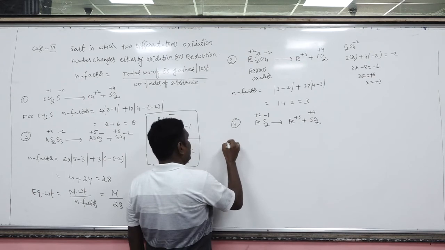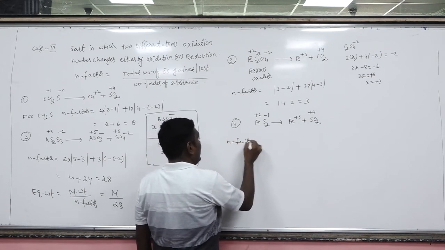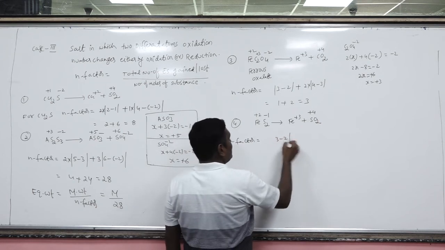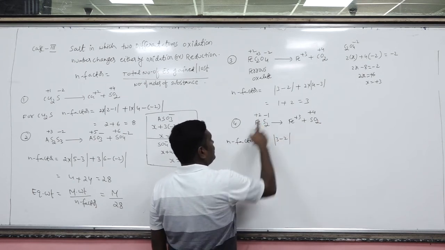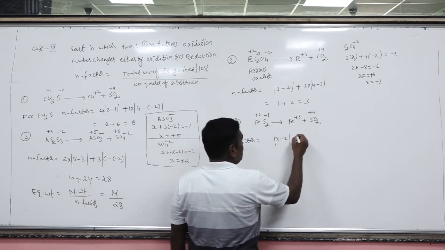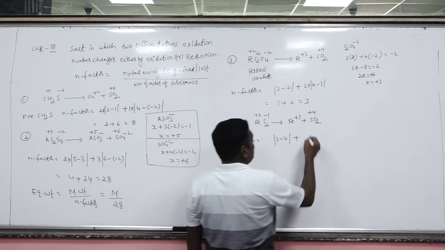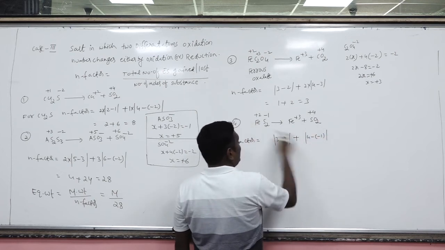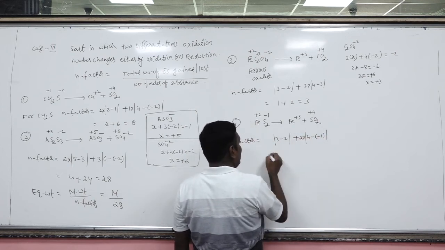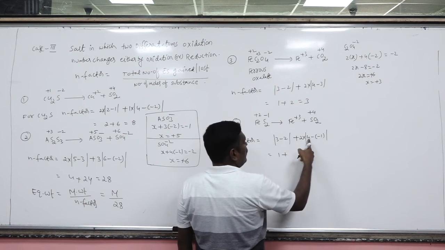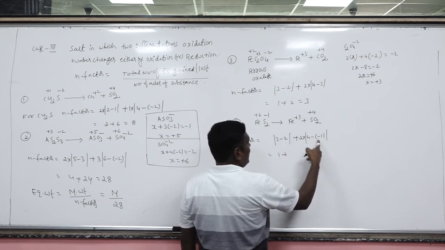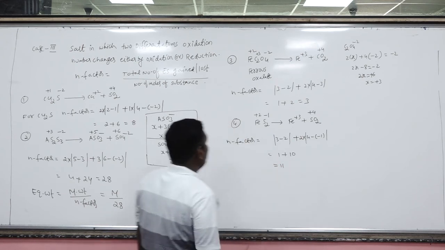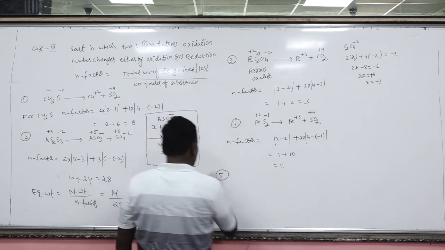Now what is the N factor here? N factor is equal to iron change in oxidation number 3 minus 2, number of iron atoms only 1, plus sulfur change in oxidation number 4 minus of minus 1. Okay, how many sulfur atoms will be there? 2. So 3 minus 2 will be 1. Here 4 minus of minus 1 is 4 plus 1, 5. 5 twos are 10. 10 plus 1 is 11 N factor.